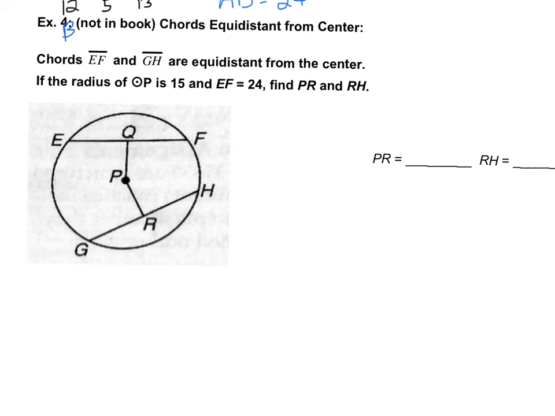So what we are told is that the radius of this circle P is 15, and again, it's not drawn on the diagram, so let's add it in, that the radius is 15. From P, I'm going to go all the way over to F here, and that is 15.